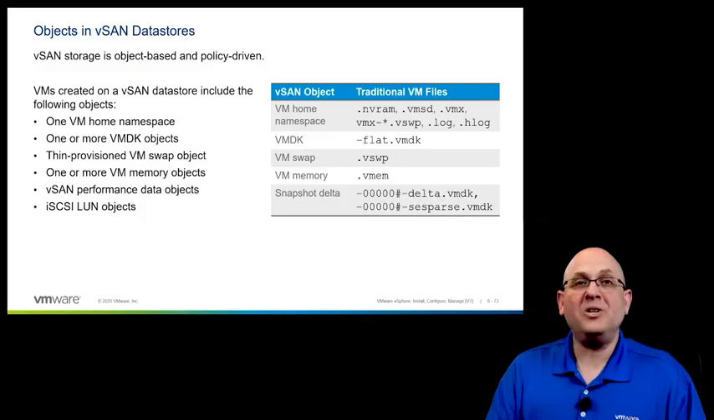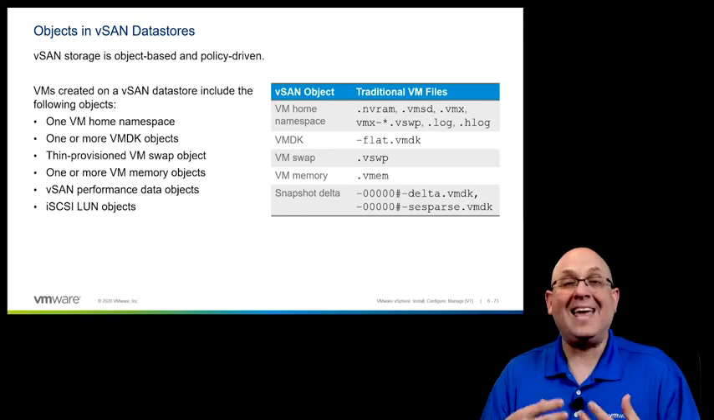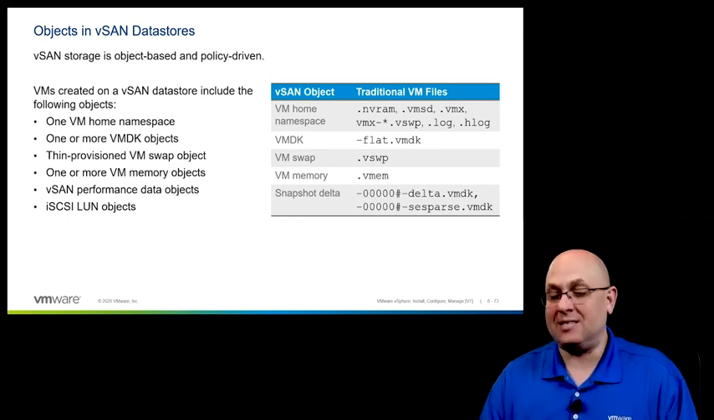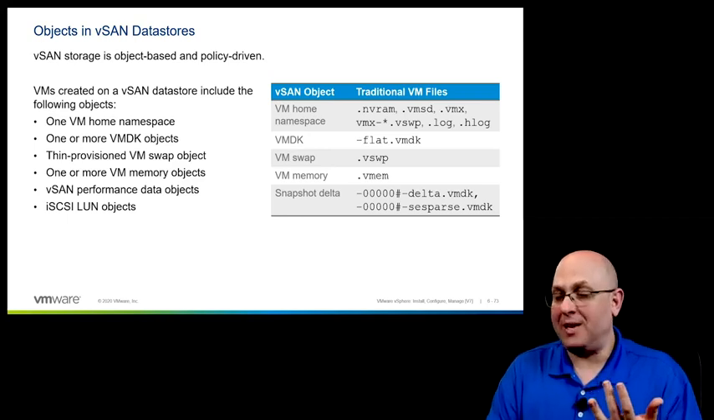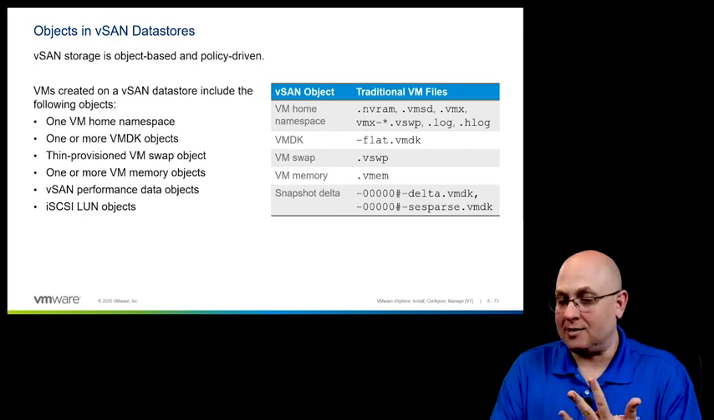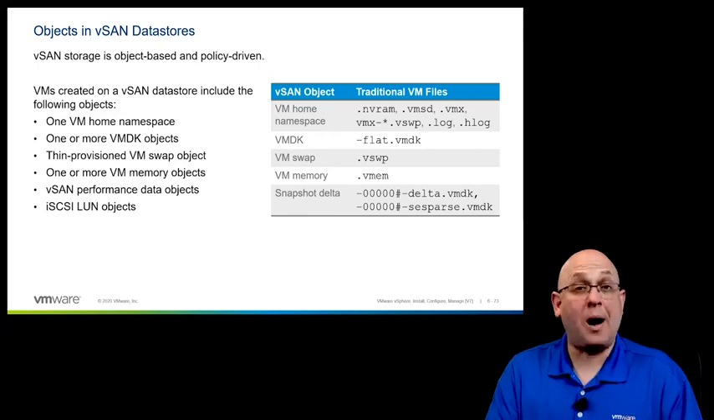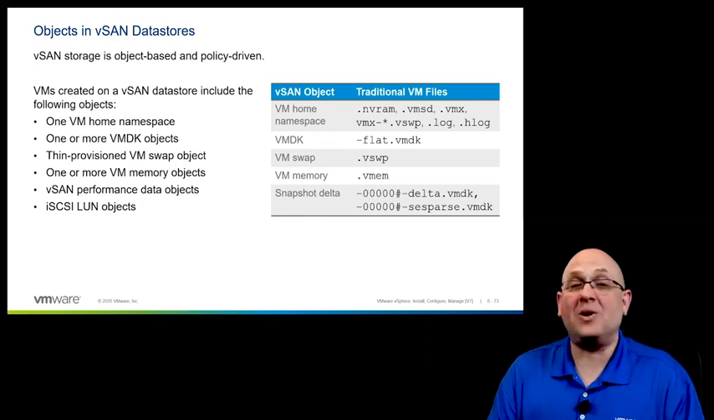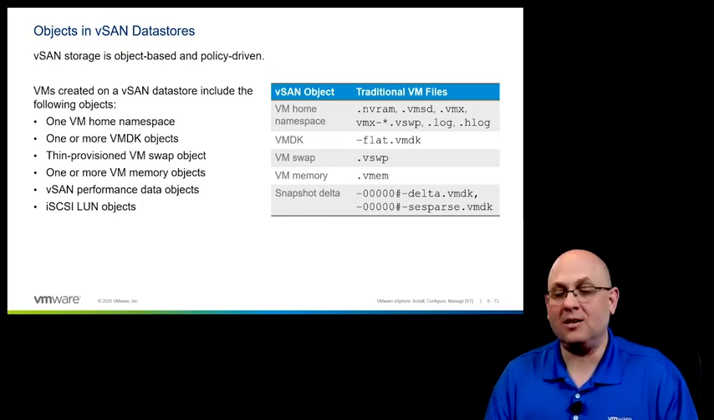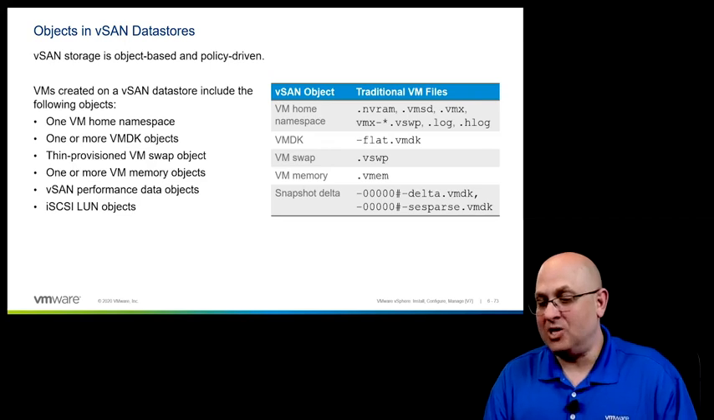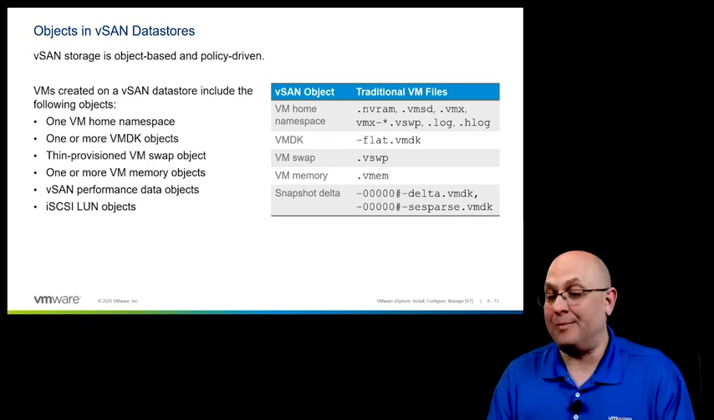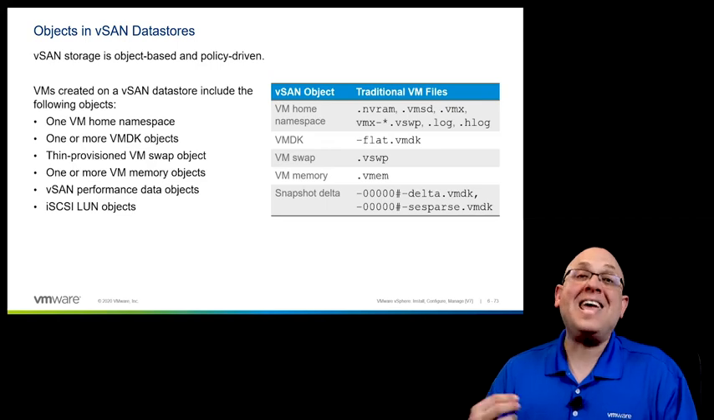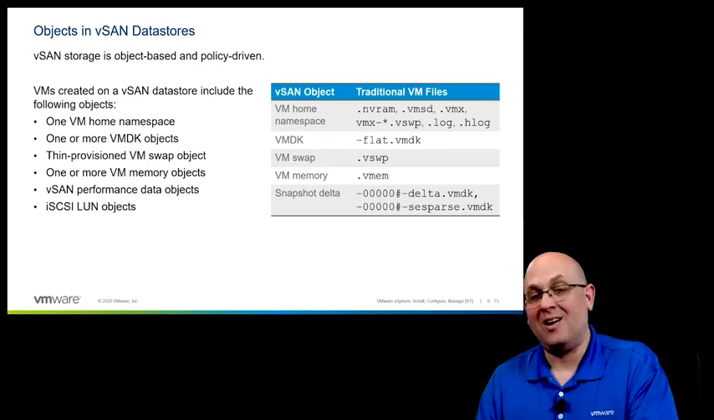So virtual machines created on vSAN data stores include most of these different types of objects. You're going to have a home namespace object. You're going to have virtual disk objects. You're going to have swap objects, right? And in vSAN, you can actually make those thin provisioned swap objects. You're going to have VM memory objects. We're going to have performance data objects as well. Okay? You can even create within a vSAN data store an iSCSI LUN that can be exported and seen as an iSCSI target if that's something that you have use for.